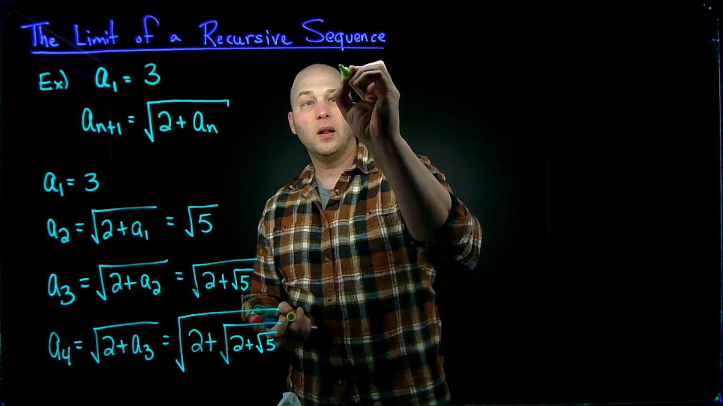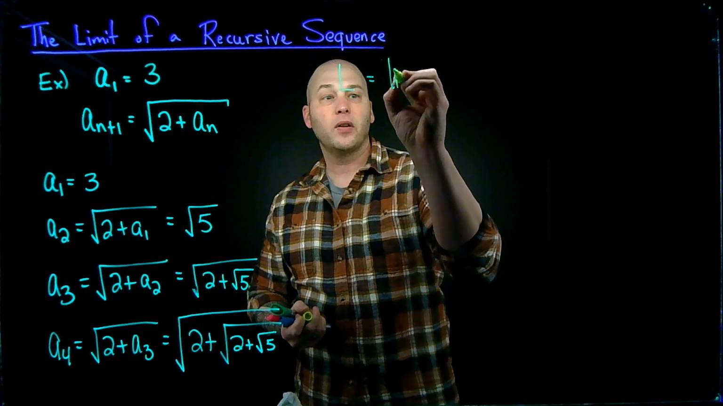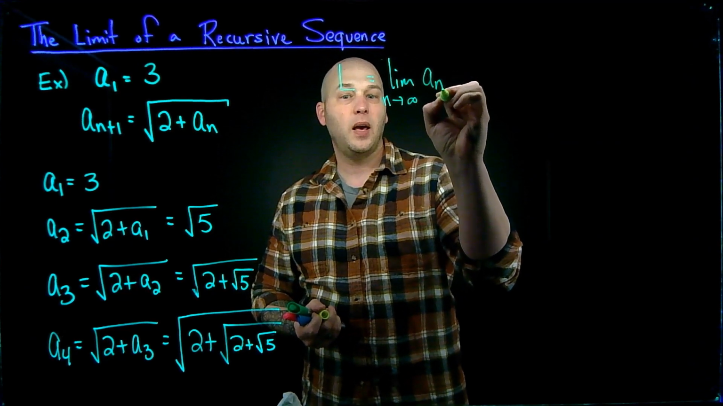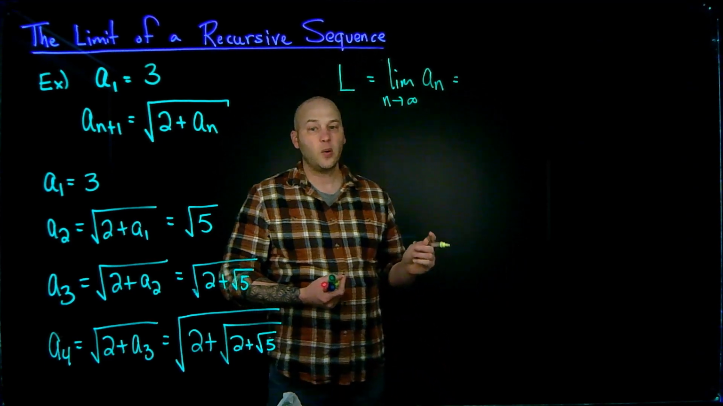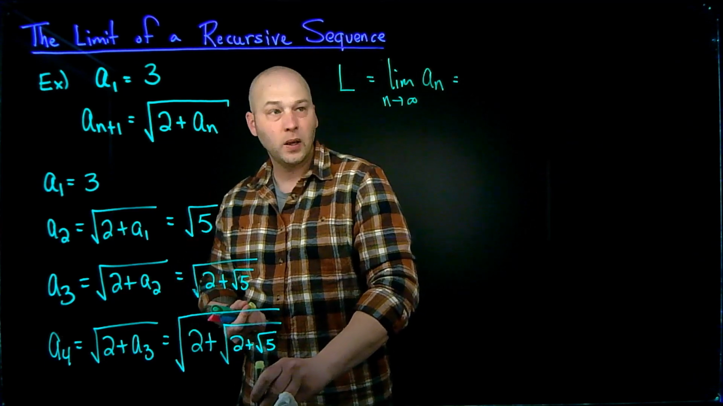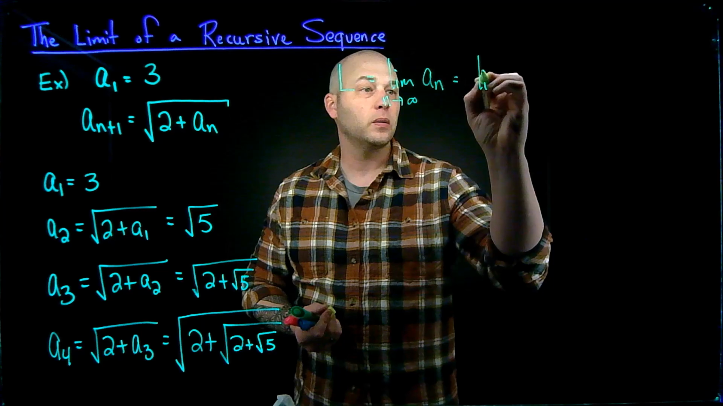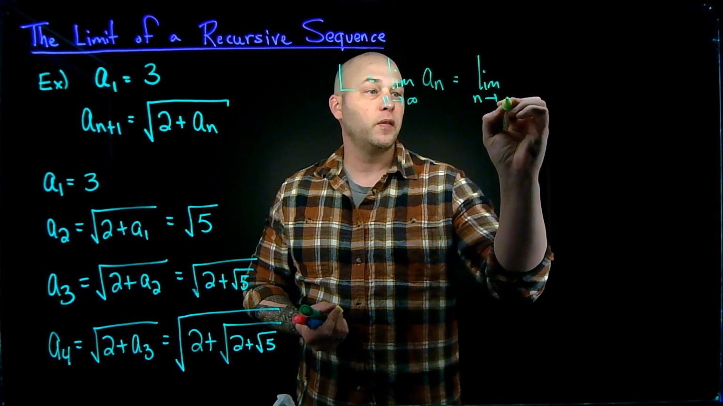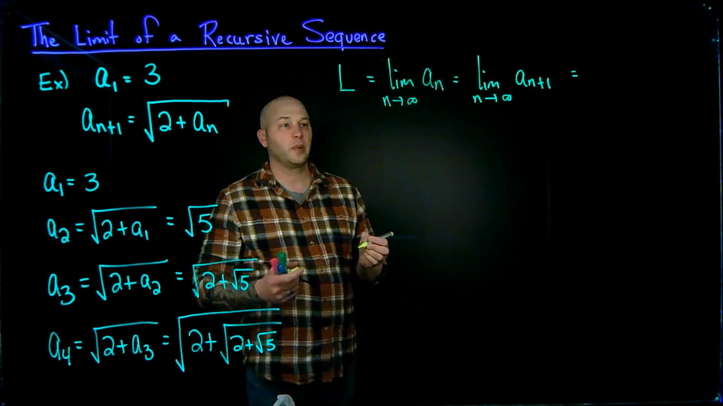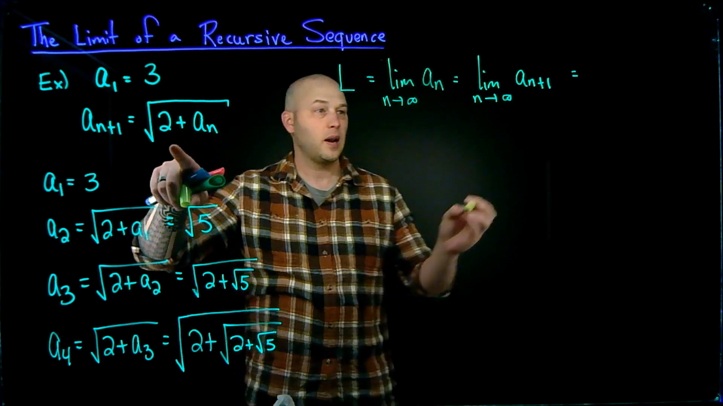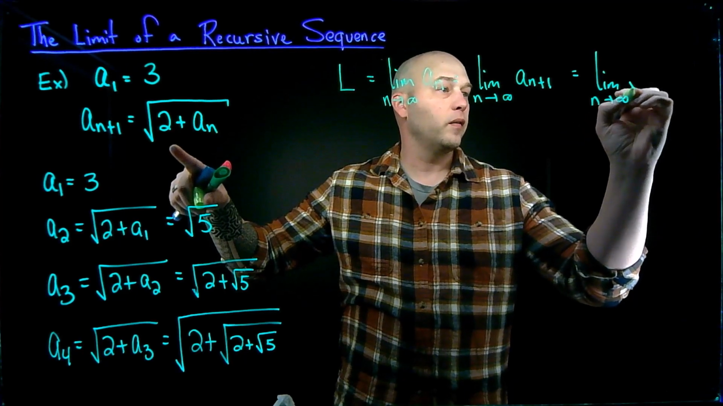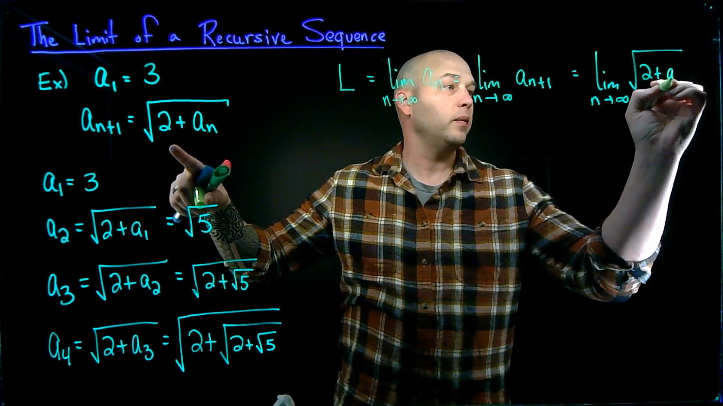We're going to say L is equal to whatever the sequence converges to. So the limit as n approaches infinity of a sub n. Well, remember that the sequence a n plus 1 is just one term later, so therefore it converges to the same thing, and therefore this is equal to the limit as n approaches infinity of a n plus 1. Just like the previous example, now I'm going to use the recurrence relation, and I'm going to say this is the limit as n approaches infinity of the square root of 2 plus a n.